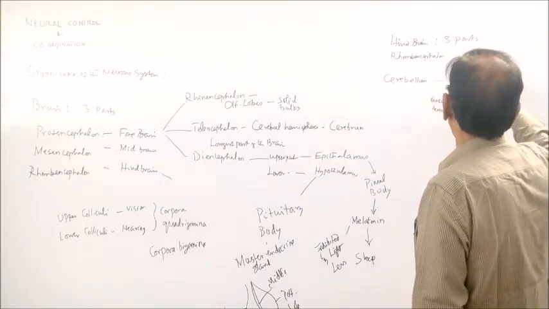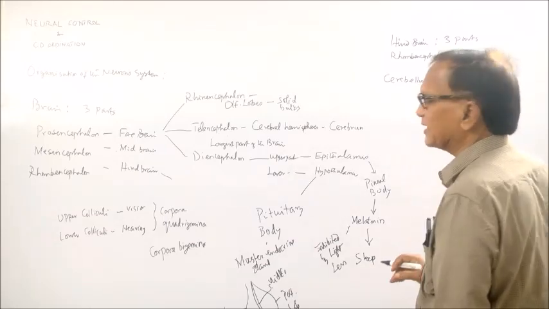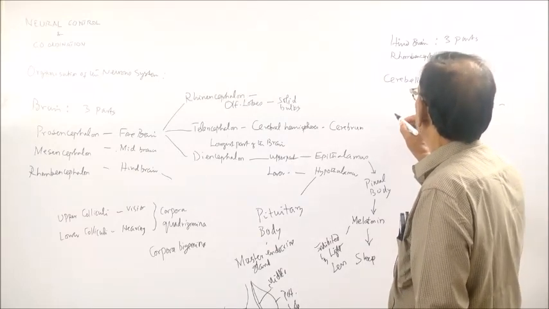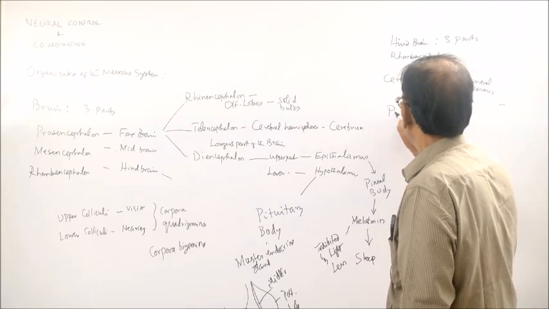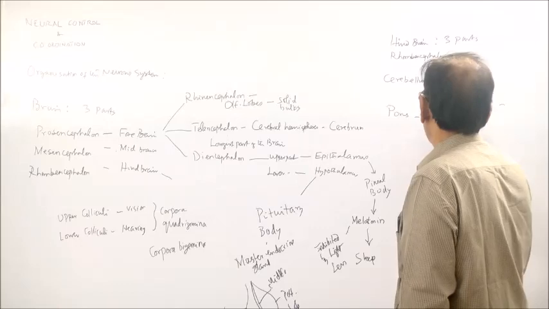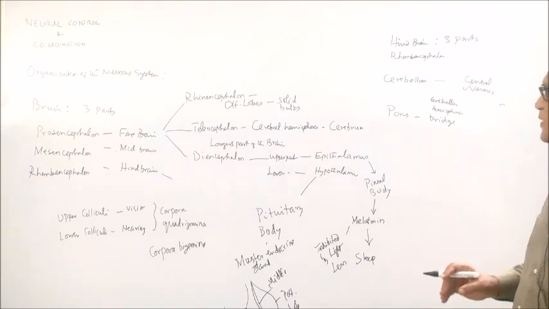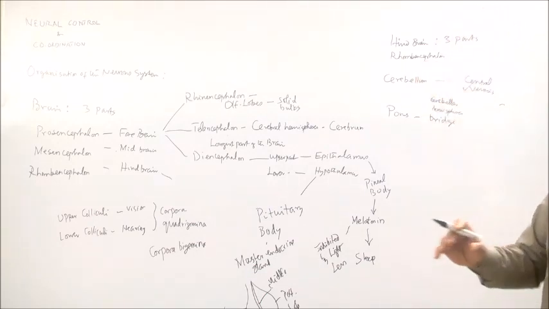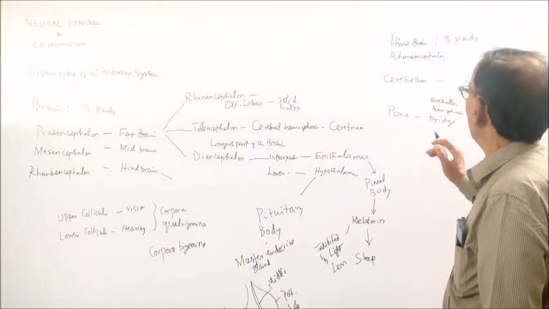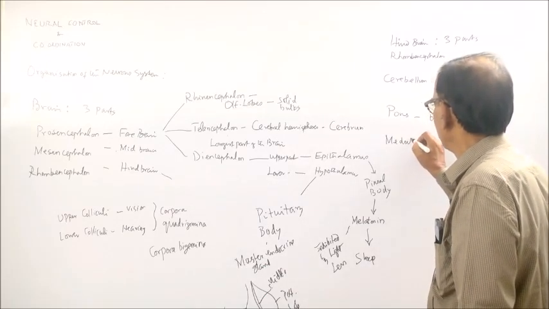There is a central part called vermis, and there are two cerebellar hemispheres. And then there is what is known as pons. Pons is actually a bridge. Pons means a bridge. It forms a bridge between medulla and the higher centers of the brain located in the cerebral hemispheres. So, cerebellum, pons, and then we have the medulla.